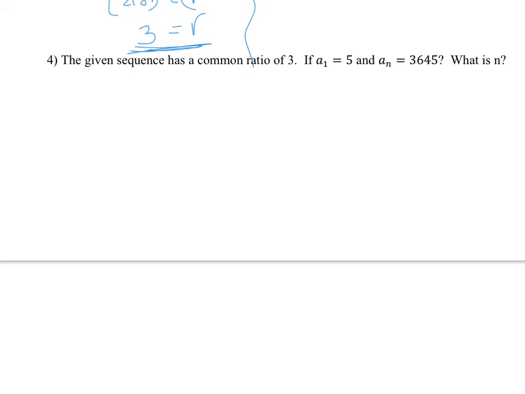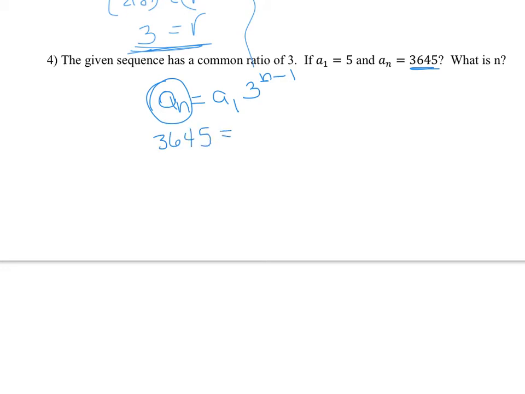Anyway, the given sequence has a common ratio of 3. If a1 is 5 and an is that, what's n? Okay, let's plug it in. That's all you have to do is plug it in. So a1 is 5. I'll plug it in. So it's the formula an equals a1 times r, which is 3, to the n minus 1 power. Now what's nice is they gave me this time an a. They didn't give me the n. So I can plug in what I know.